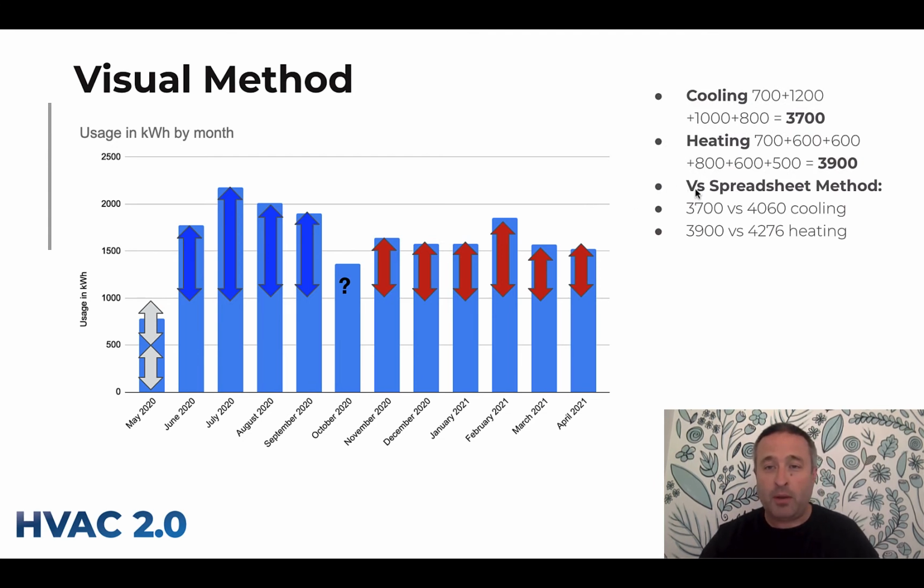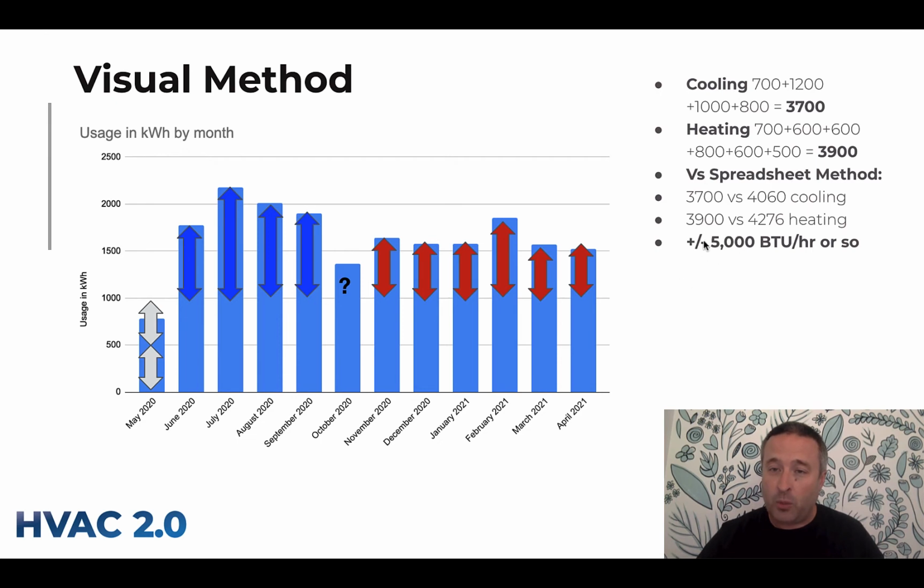So let's compare that versus the spreadsheet method. So this method, we're coming up with 3,700. The spreadsheet method was 4,060. With the spreadsheet method, we were getting 4,276 for heating, 3,900 with this quick visual check. This means that we're within 9% of what the spreadsheet method is within just a few seconds looking at this. So we're going to look to see what that means here in a minute when we back into the load with Carrier Op Cost.